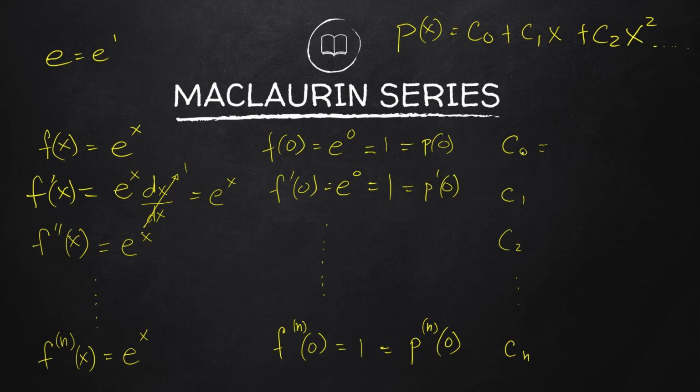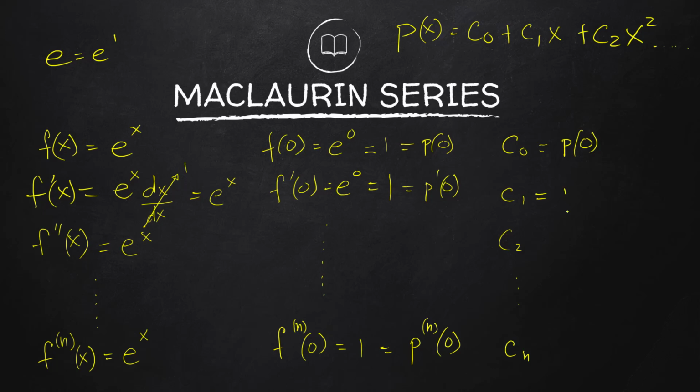Okay, so c sub 0 will just be equal to P of 0. Where did that come from? Take note that if you evaluate this approximating function at 0, all the terms in the polynomial that have a factor of x will become just equal to 0. So what remains is c sub 0. c sub 0 is equal to P of 0.